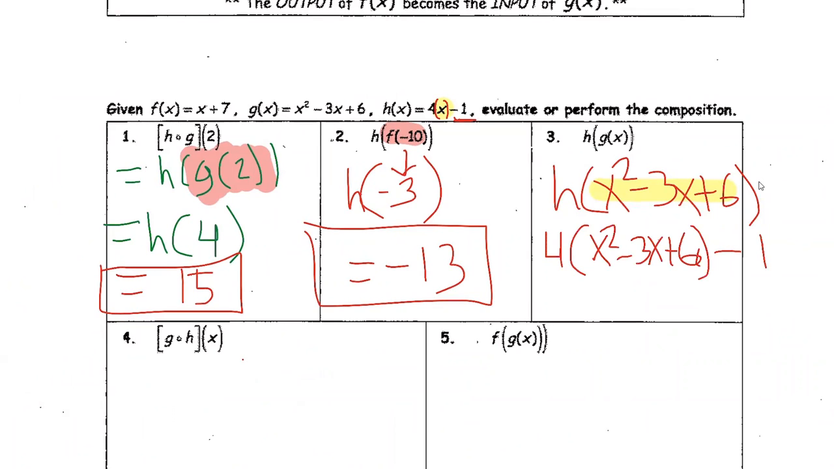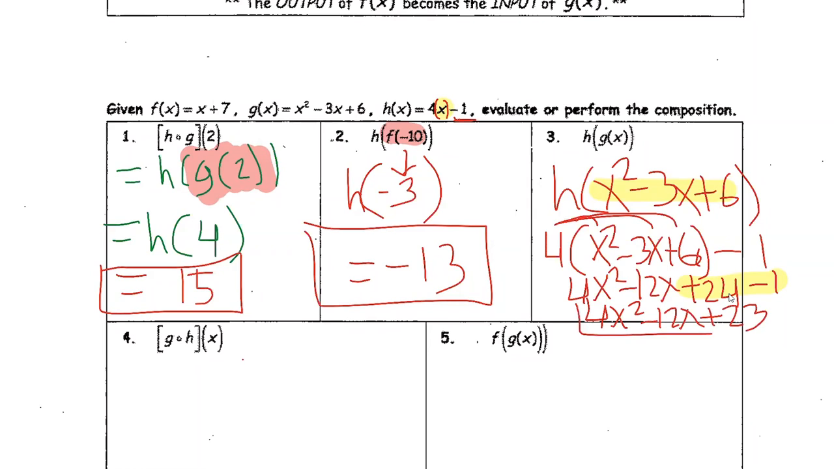The only thing we want to do is see if we can clean it up a little bit. So this 4 outside my parentheses, I can just distribute. 4 times x squared would just be 4x squared. 4 times minus 3x would be minus 12x. 4 times 6 would be 24. And don't forget to bring down this minus 1. And then the last thing we can do is combine like terms. I can combine my 24 and my minus 1. So that would be plus 23.